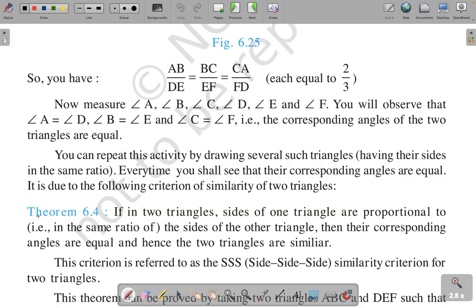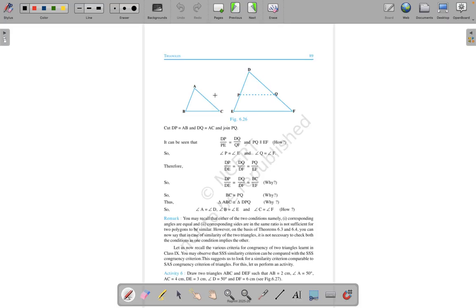Then you have the opposite of theorem 6.3, or the opposite of AA. If the sides are proportional, then their corresponding angles are equal. Or you have to prove that if the sides are proportional, then the triangles are similar. Again, the same thing you have to do.